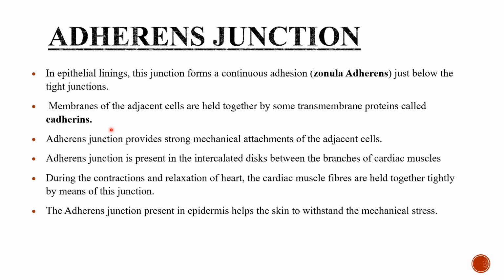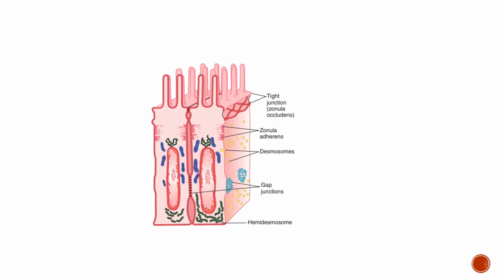And I told you, it is a type of anchoring junction. So it is going to provide the mechanical attachment between 2 cells, and this adherent junction is present in the cardiac muscle, especially in the intercalated disc. So whenever the heart contracts and relaxes, these cardiac muscles are held together tightly by this type of adherent junction. It is also present in the epidermis, where it is going to withstand the mechanical stress. So this is adherent junction.